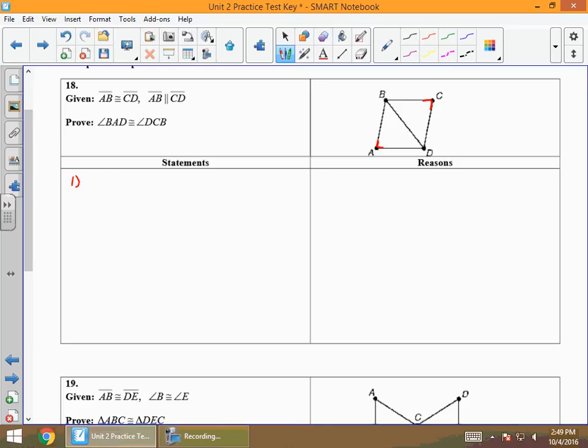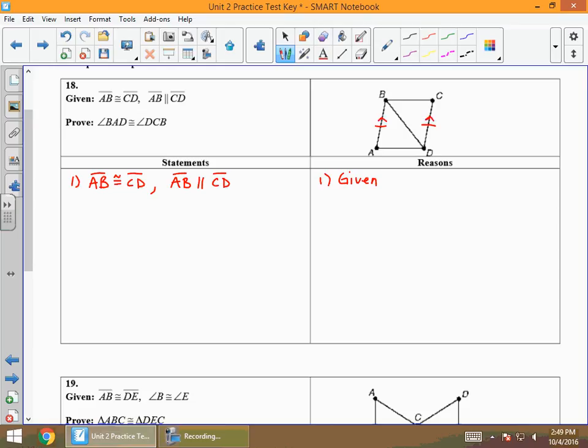So step 1 is always the same. List out your given information. So I'm going to start by listing all of my given information. So here we go. AB is congruent to CD, and AB is parallel to CD. All right, so that means, let's take a look here. AB is the same as CD, and they are parallel.